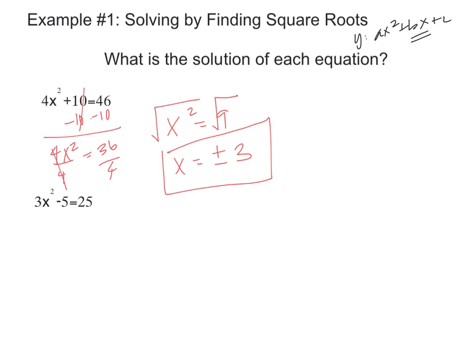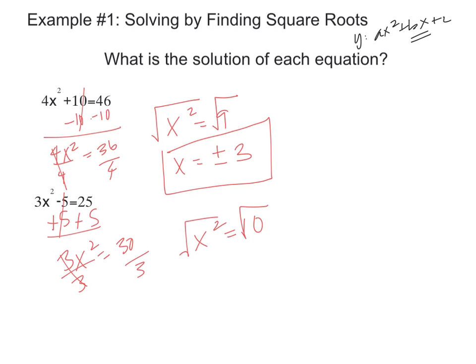Next, same thing, we would add 5 to both sides and get 3x squared equal to 30. Divide by 3. And so x squared equals 10. Finally, we would take the square root. And so x would equal plus or minus, and we're not going to break down 10 right now, so it's plus or minus square root of 10.